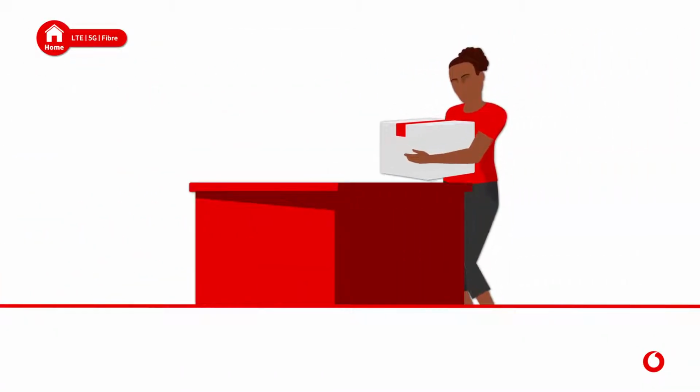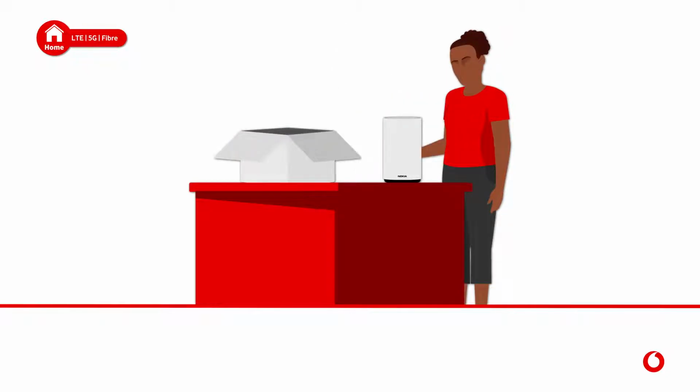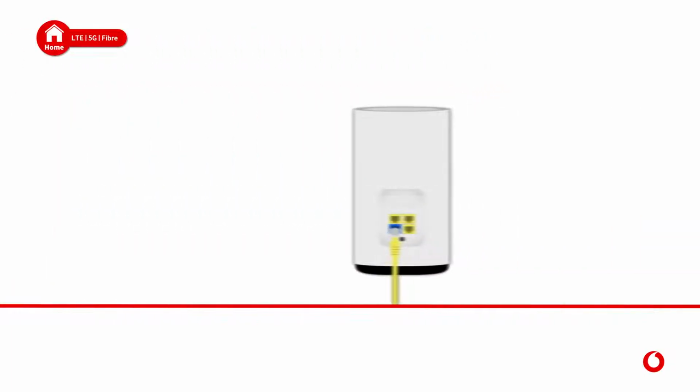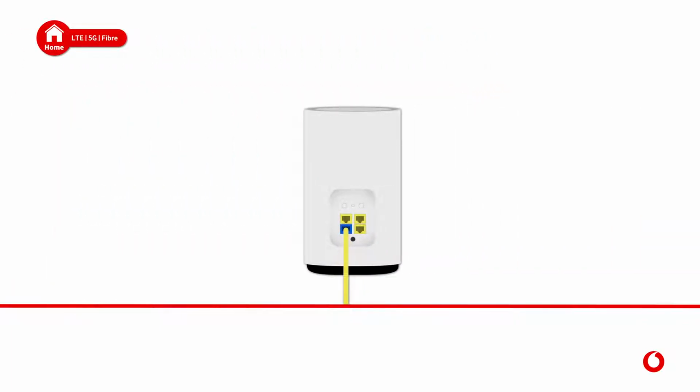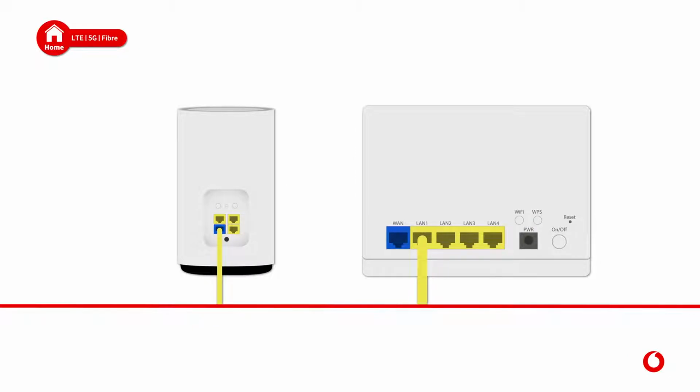Now, take your Nokia beacons, unpack the first device and turn it on. This will be your master beacon device. Connect a LAN cable from the master beacon's blue WAN port to any LAN port on your router. Once the beacon starts, a green light will appear on top of the device. This means there is an internet connection from the router.